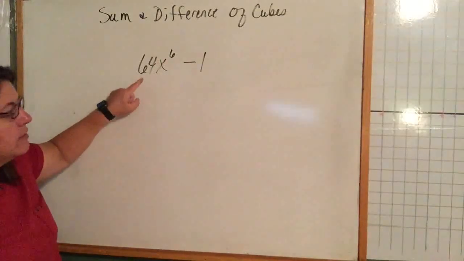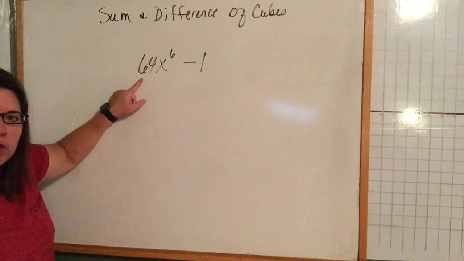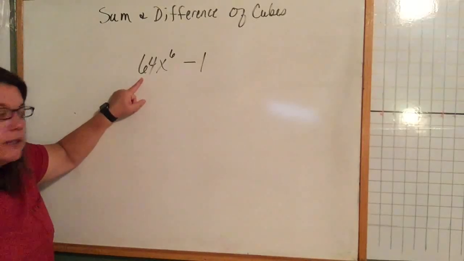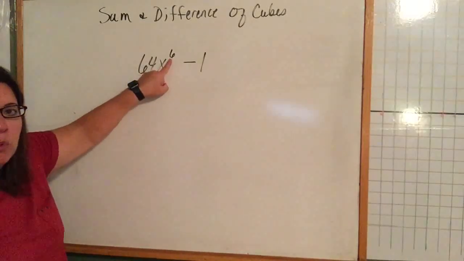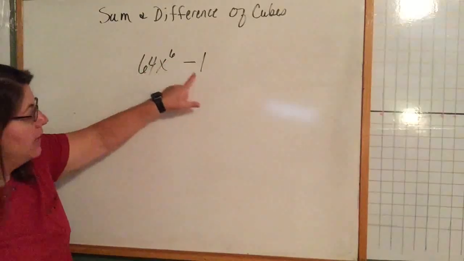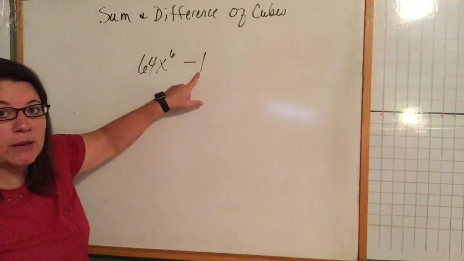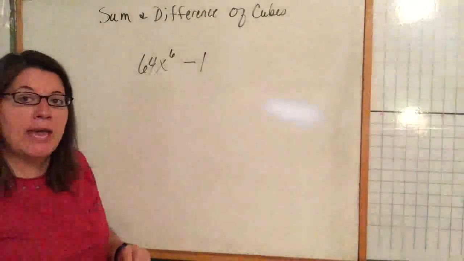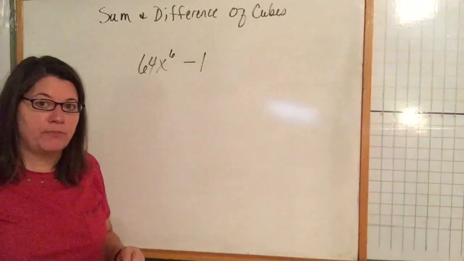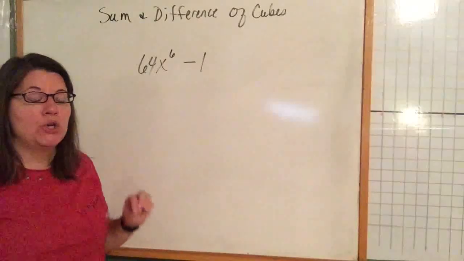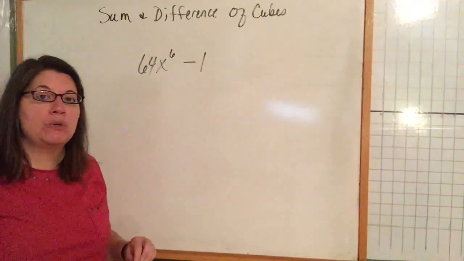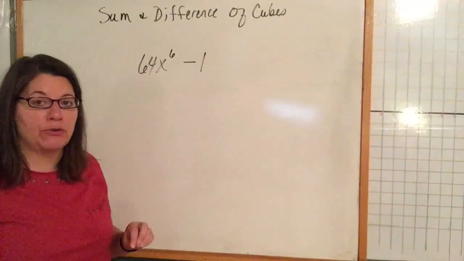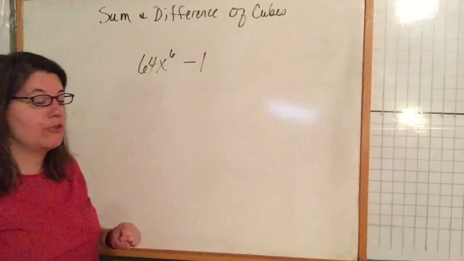Think about it. 64. Isn't that 4 times 4 times 4? Isn't 6 divisible by 3? And 1 is the same thing as 1 times 1 times 1. This one is both difference of squares and difference of cubes. When that happens, you always want to make sure you do difference of squares first. You'll understand why in just a minute.